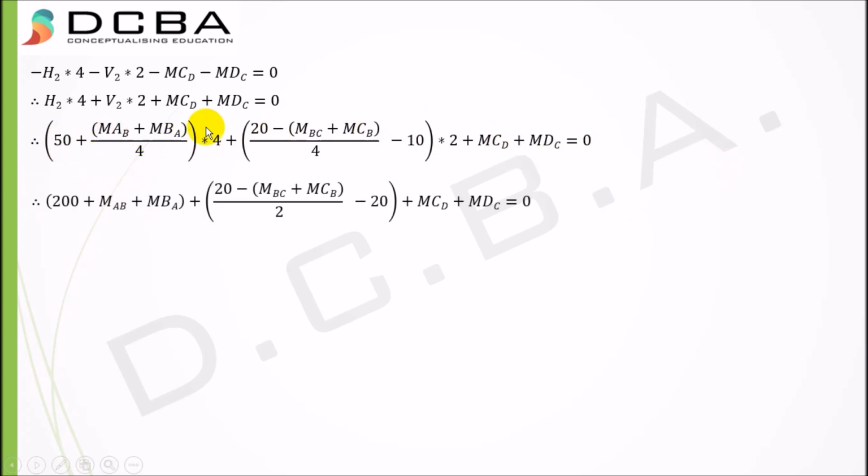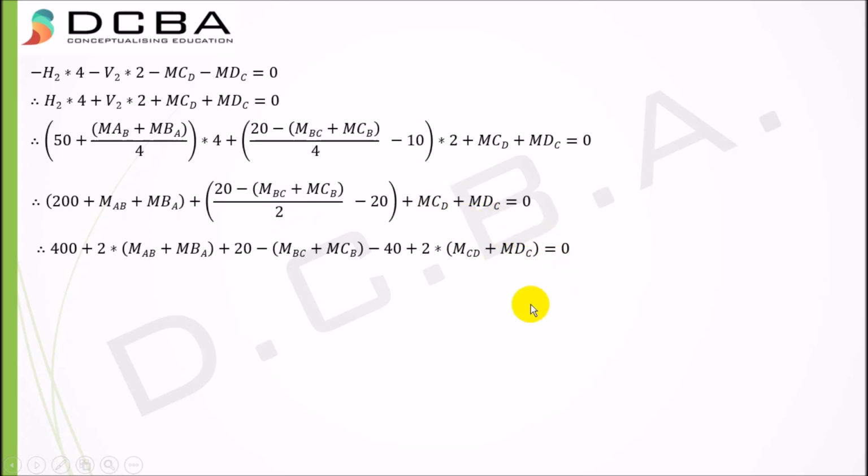Very easy, okay. So basically I have multiplied 4 inside, so it is 200 plus MAB plus MBA plus I'll multiply 2 inside now. So it is 20 minus MBC plus MCB, the whole divided by 2, minus 20 plus MCD plus MDC. So to eliminate this denominator, I'll have to multiply the whole thing by 2. So it's 400 plus twice of MAB plus MBA plus 20 minus MBC plus MCB minus 40 plus twice of MCD plus MDC equal to 0.